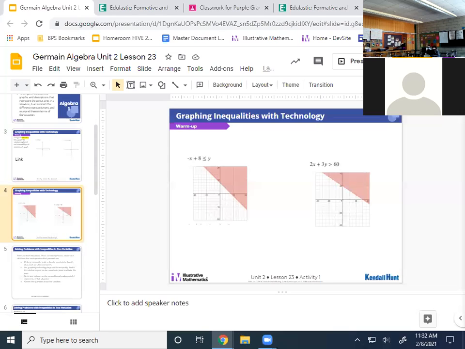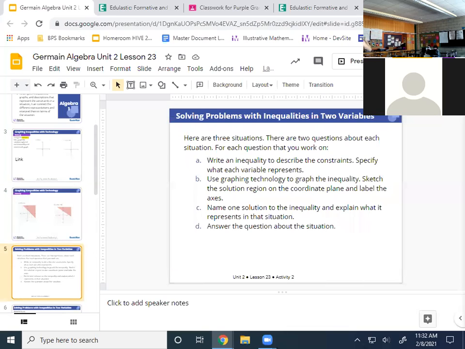Okay, so what we're doing for this next piece. I'm giving you 4 situations on the next 4 slides. For each one of these, we're going to write an inequality that describes the constraints, specifying what each variable represents. Using graphing technology, you're going to graph the inequality, making sure that you are shading the correct region and putting the correct type of line down. You're going to name one solution to the inequality and explain what it represents in the story. And then you're going to answer the question about the situation.